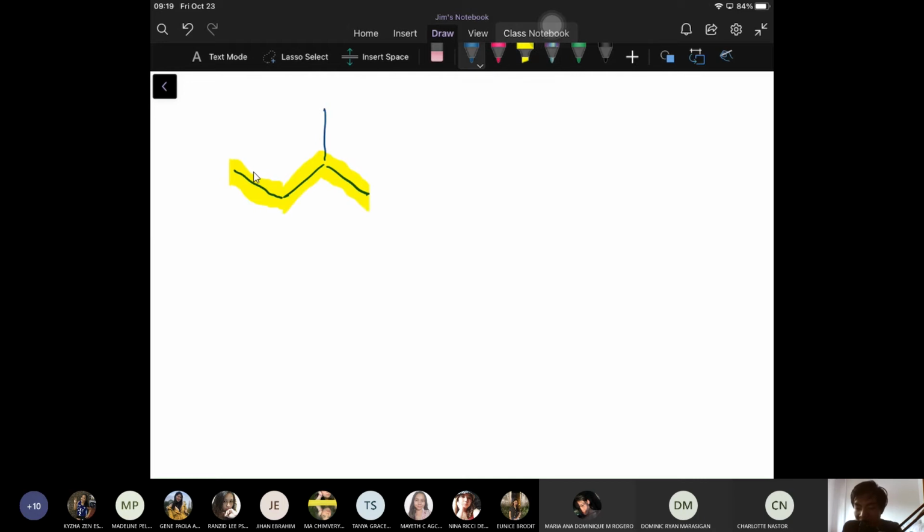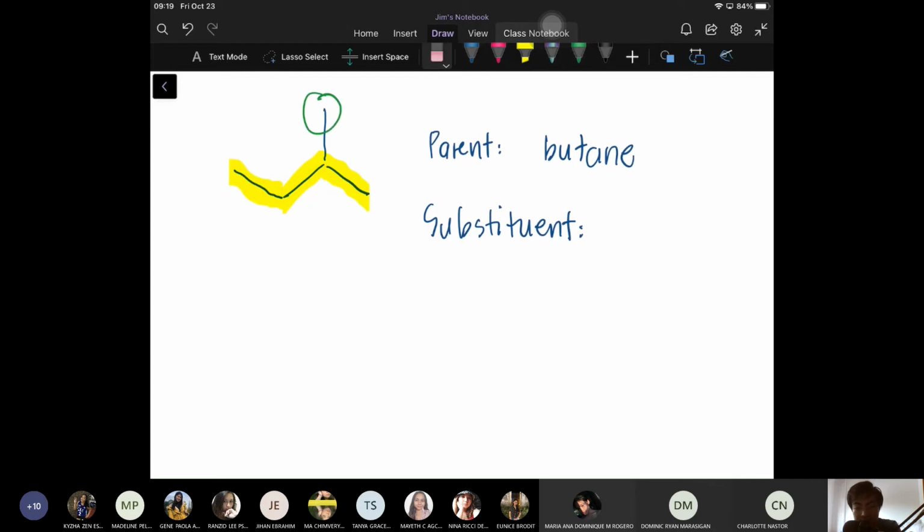Okay, so ano yung pangalan ng parent ko? 4 na carbon yan. So, the prefix is but. Then, since yan ay parent, ang suffix niya ay ane. So, ang pangalan ng parent ay butane. So, since tapos na ako sa parent, substituent na ako. So, ano yung pangalan ng substituent ko? So, ilang carbon yan? Isa. So, that will be methyl. Meth kasi isang carbon, yl kasi substituent siya.